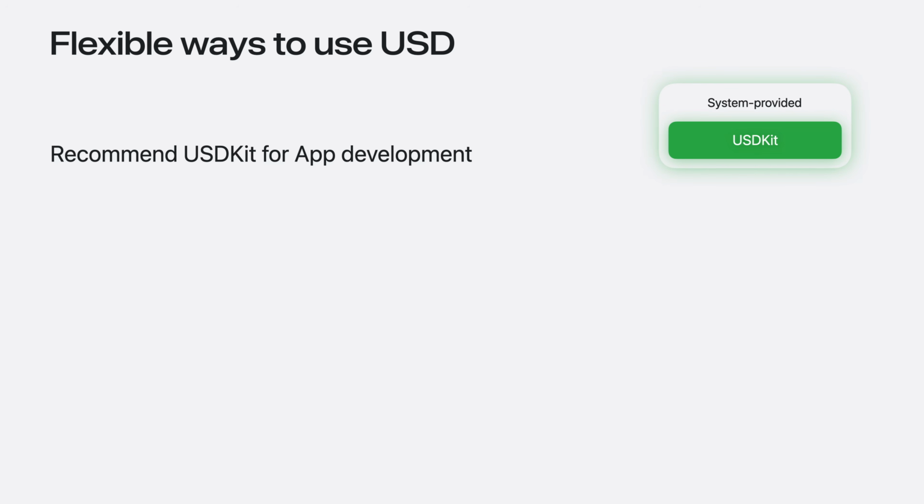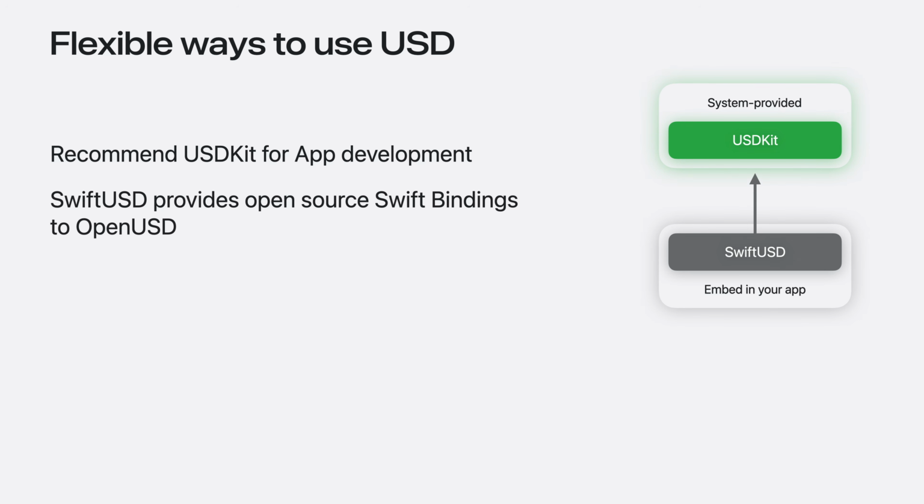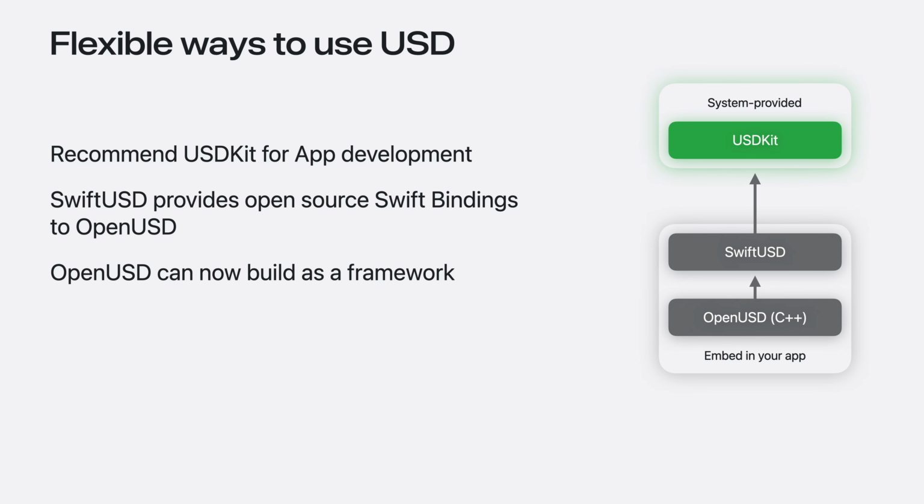Because integrating USD can be complex, there are a number of different ways to access the technology. For app developers on our platforms, USDKit is the way to go. It is system provided, deeply integrated, and everything we have shown today is built on top of it. For those with more advanced needs or cross-platform workflows that go beyond what USD covers, we have you taken care of too. Swift-USD brings open source Swift bindings available right through the Swift package manager. And for cross-platform C++ codebases, we have made it easier than ever to embed OpenUSD directly as a framework. Whatever path fits your workflow, they are all built on top of the same foundation. And that means your USD files move freely between all of them.